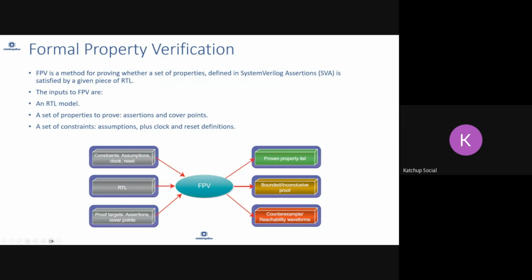But formal verification will also have a certain category known as bounded or inconclusive proof. If your design is very big or complex, maybe it was not able to prove. Maybe the equation proving becomes so difficult or complex because of so many states in the design that it was not able to prove for certain aspects of the design.